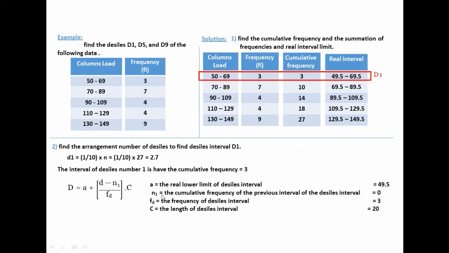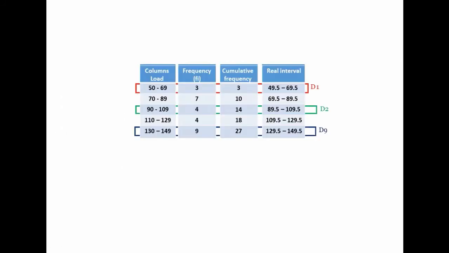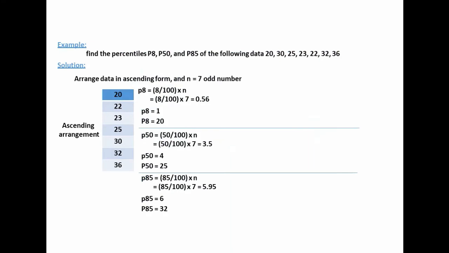Similarly, n1 is the cumulative frequency. The cumulative frequency of this interval is 0, and the frequency of this group is 3. Dividing by 3, we obtain D1 equal to 69.5. Similarly, you can find D5 and D9. You see here that D1 lies in the first group, D5 lies in the third group, and D9 lies in the last group. To find percentiles, we can use the same formula.